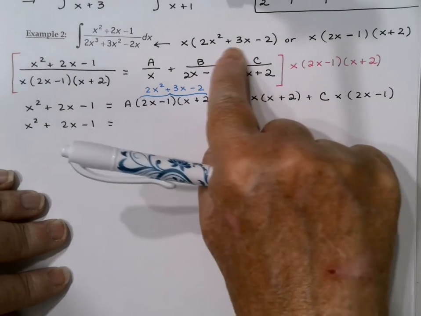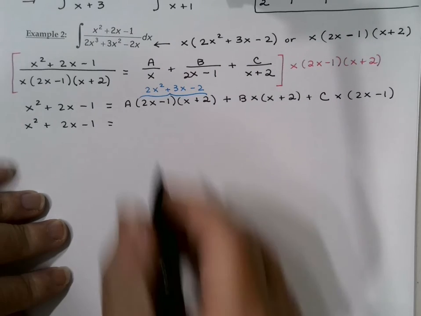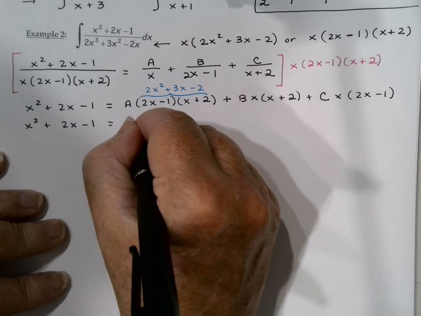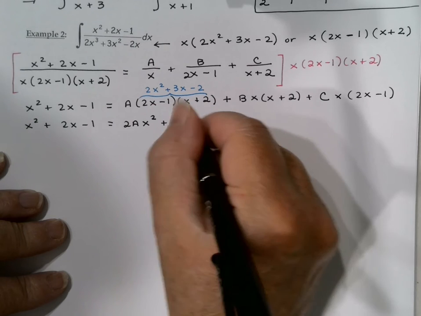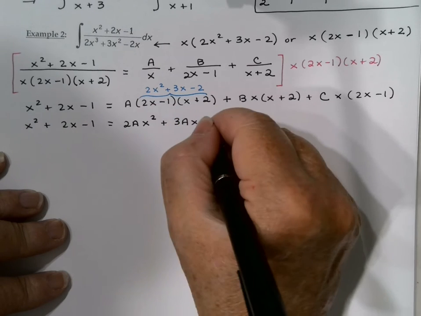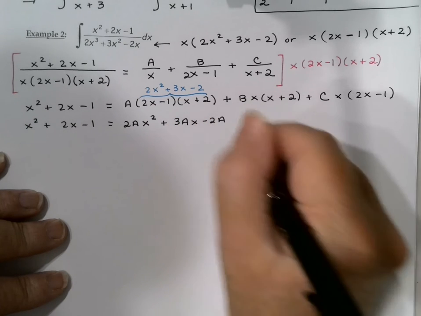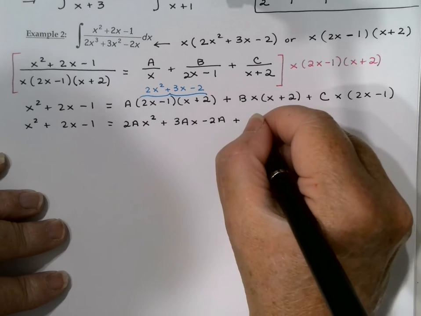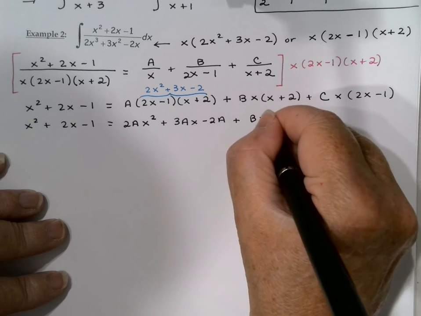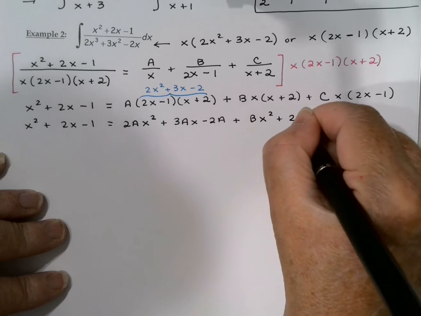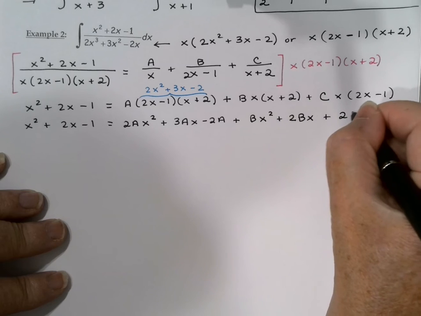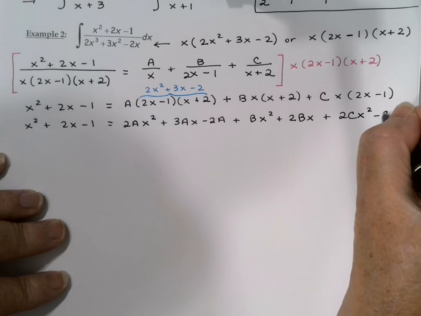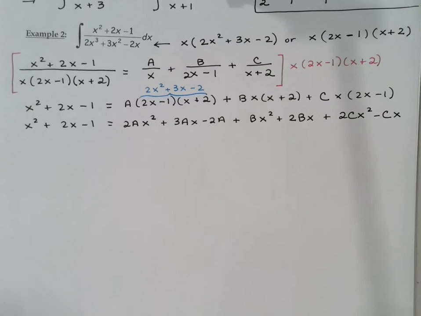It's just this again. So when I distribute the a, 2ax squared plus 3ax minus 2a. Distributing the bx will give me plus bx squared plus 2bx, and then plus 2cx squared minus cx. Lots of algebra in these problems.